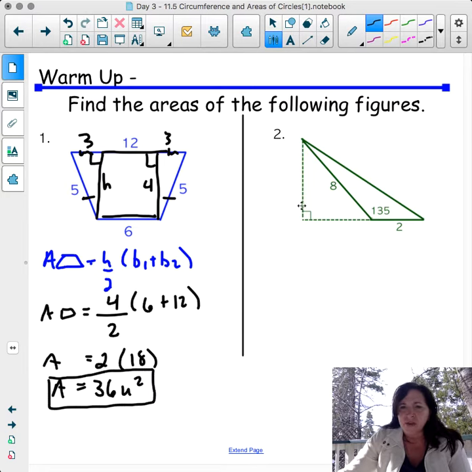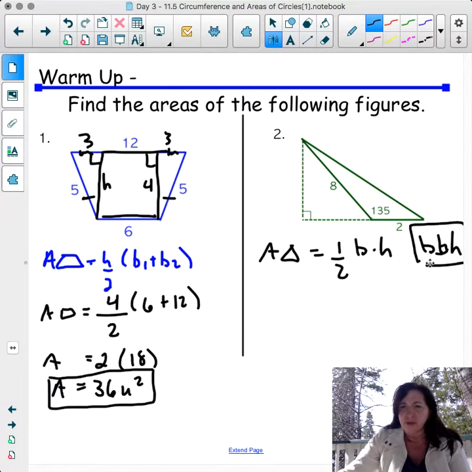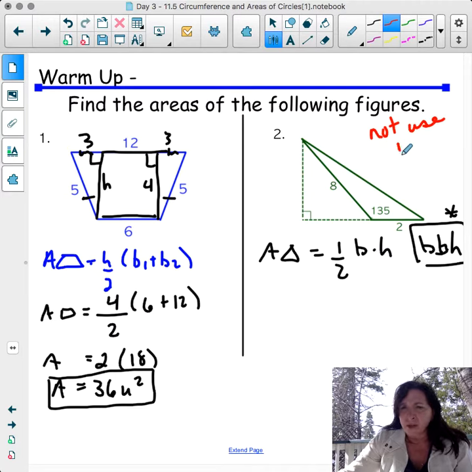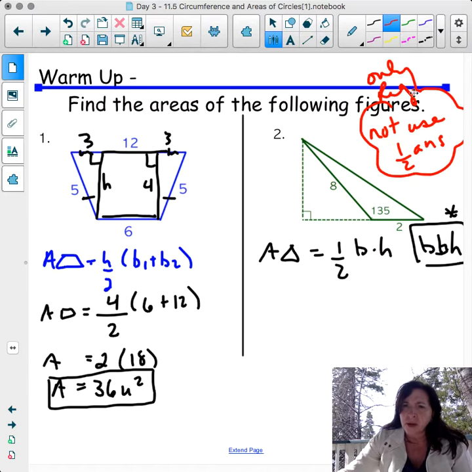For this shape right here, this is the area of a triangle, and the area of a triangle is equal to 1/2 base times height, where the base is perpendicular to the height. So you do need to remember this bit of information. It is so important. Also, keep in mind that you cannot use this formula, 1/2 apothem times perimeter, because this one is only for regular polygons, and this is not a regular polygon. Okay, so we're going to use the 1/2 base times height.